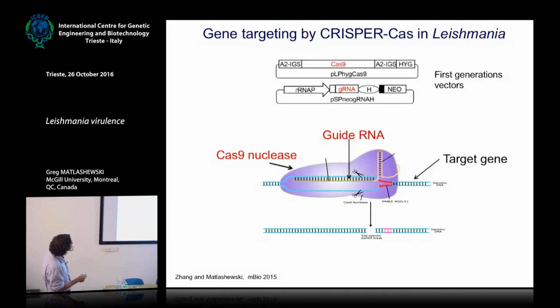And Cas was easy to express. We just use A2 sequences. A2 5' and 3' UTRs are very good for expressing genes at high levels in amastigotes. So he took these two plasmids and co-transfected them. One of them was selected with hygro, one of them was selected with neo, and he transfected them into Leishmania.